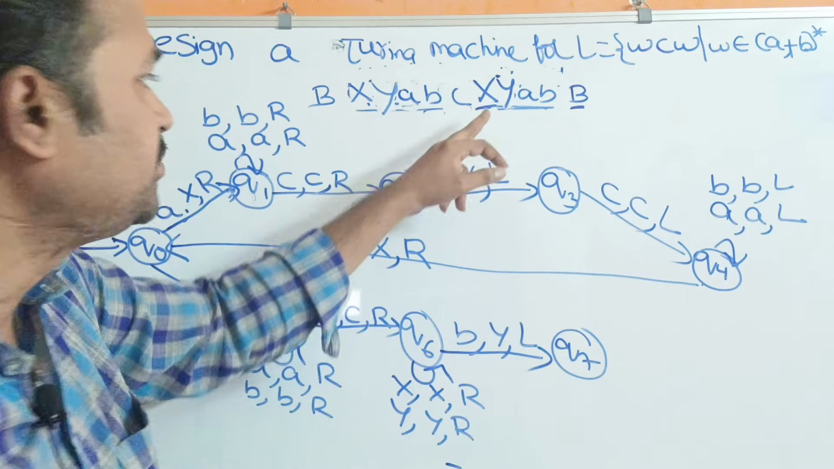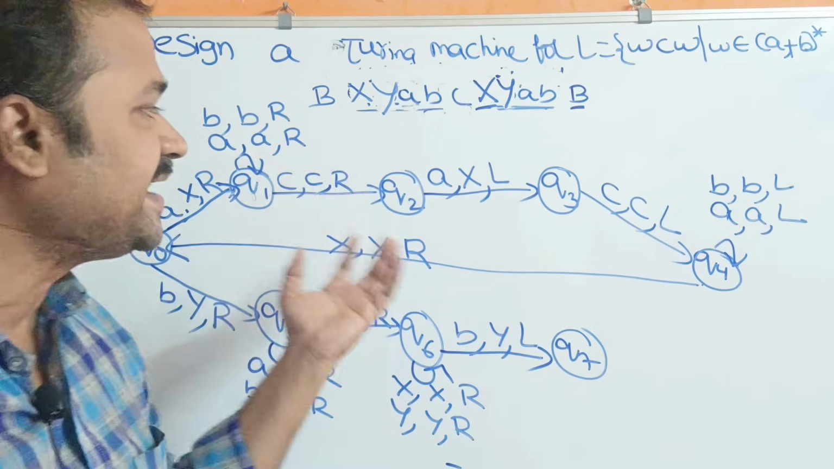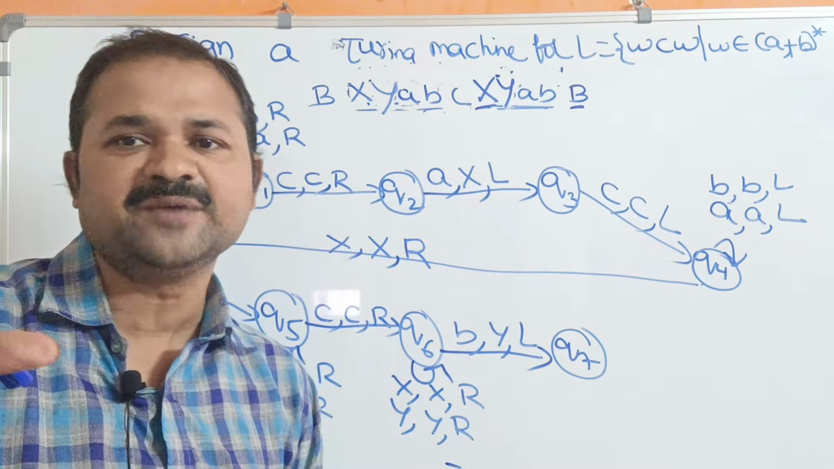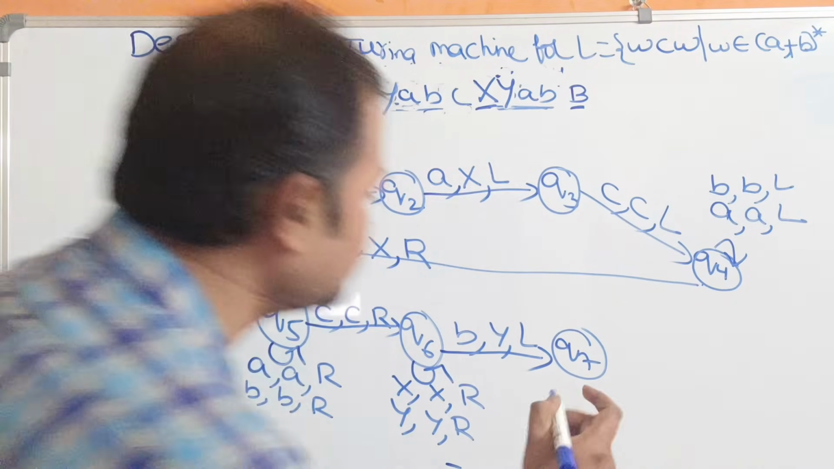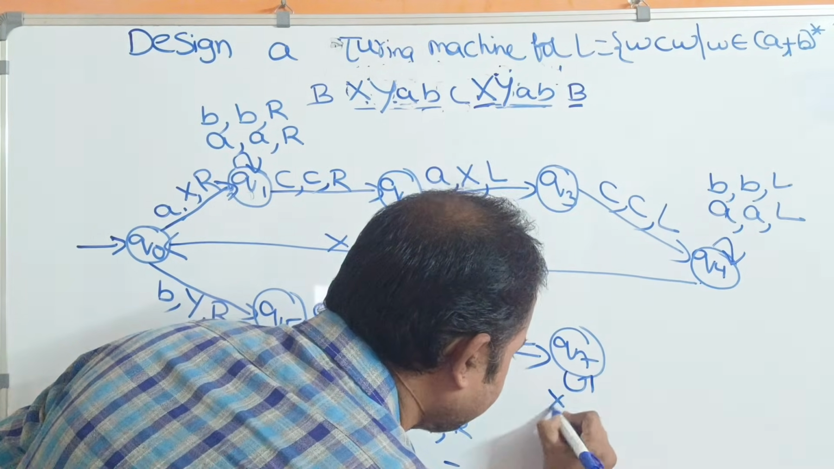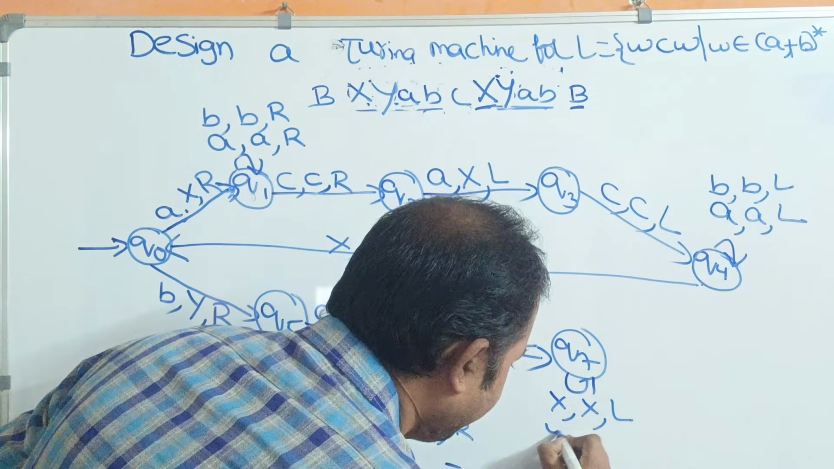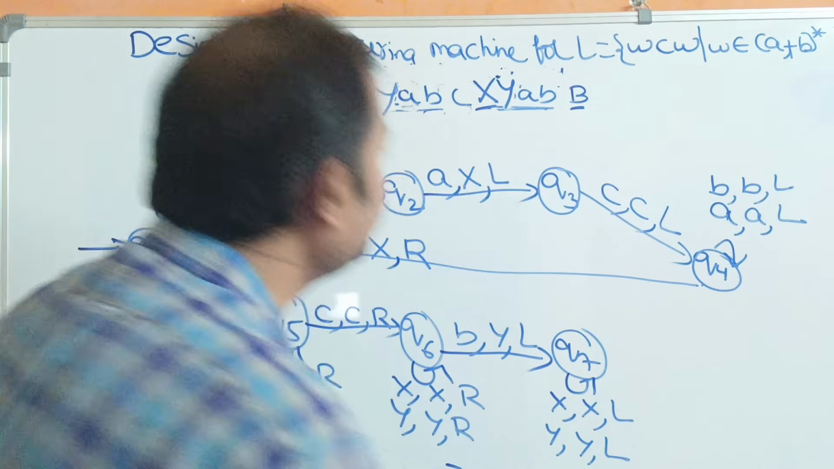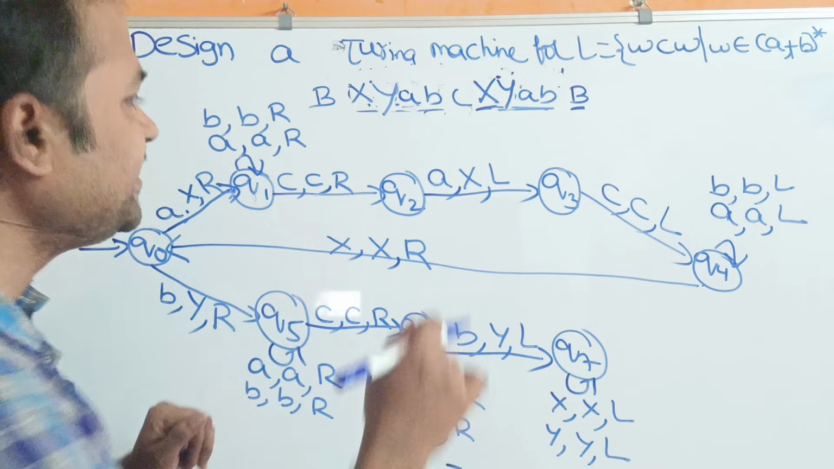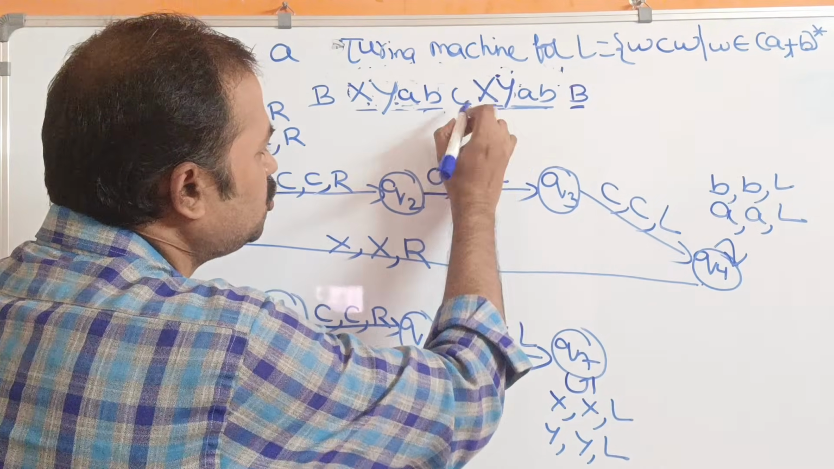Q7. So on Q7, we may read either X or Y. We have to keep them the same, but move the head towards the left. So X, X, left. Next Y, Y, left. So here the character is X, so keep it as X only, but move the head towards the left.